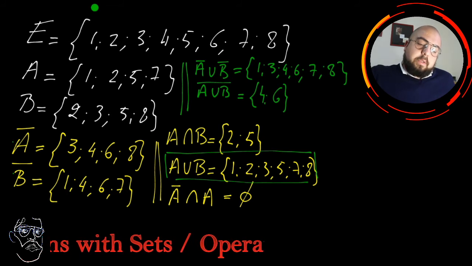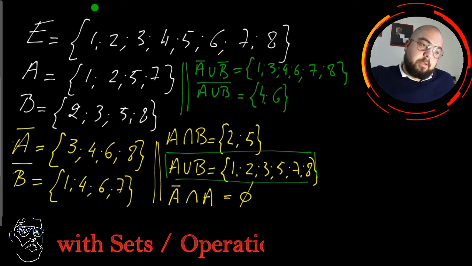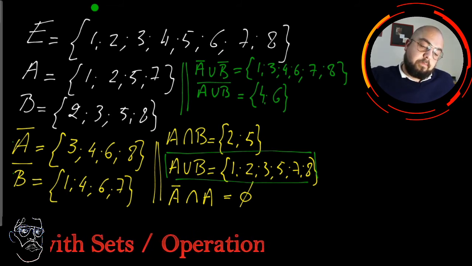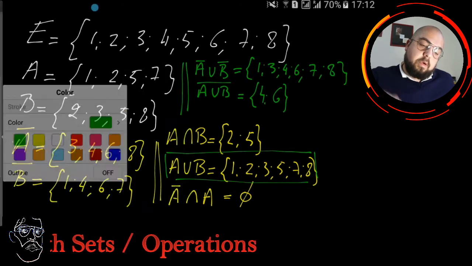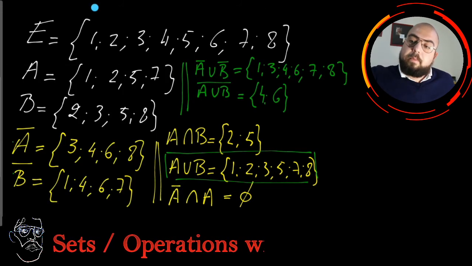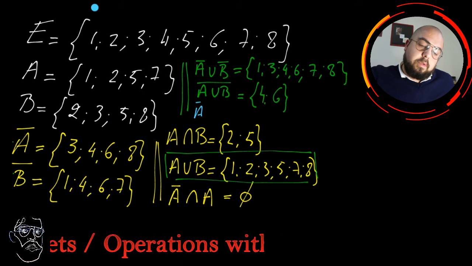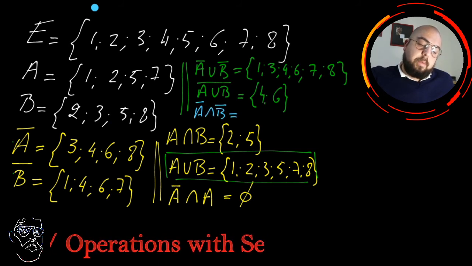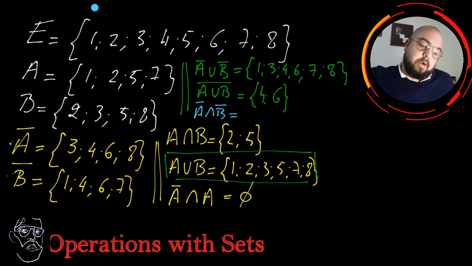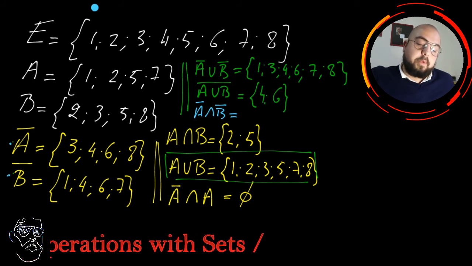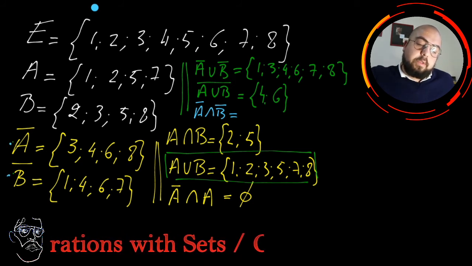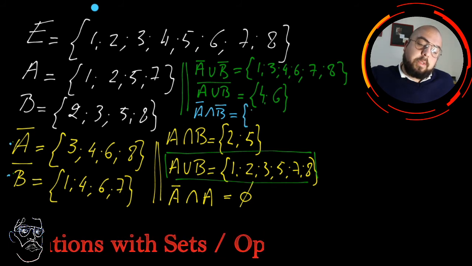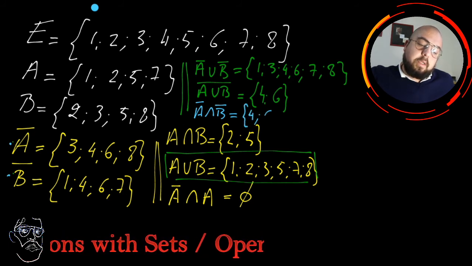What about, let's take another color, A bar inter B bar? So intersection between A bar and B bar. So this is A bar and B bar, the complement of A and the complement of B. So you need to find out the elements which are common, so 4 and 6.